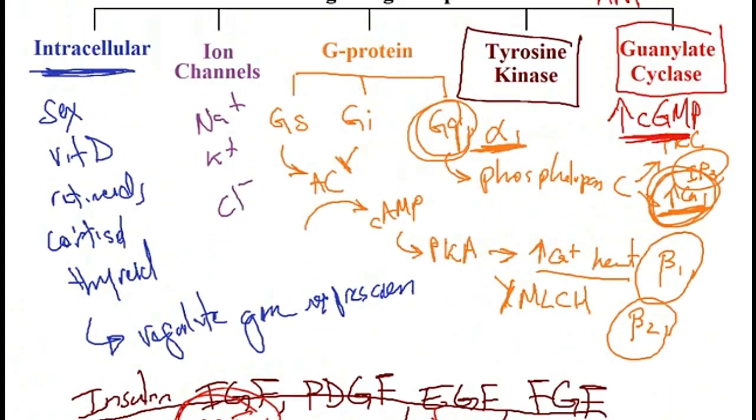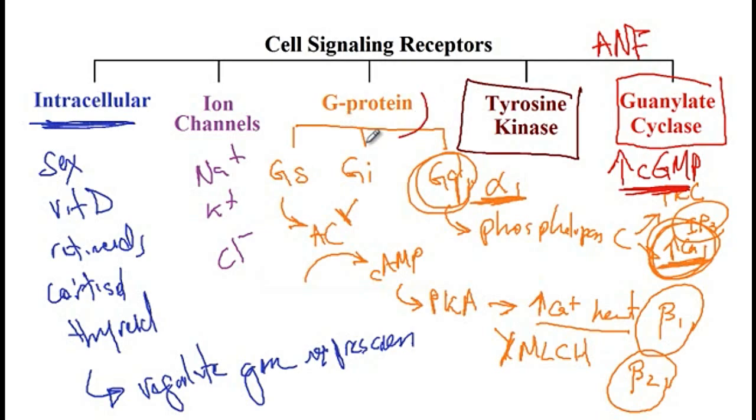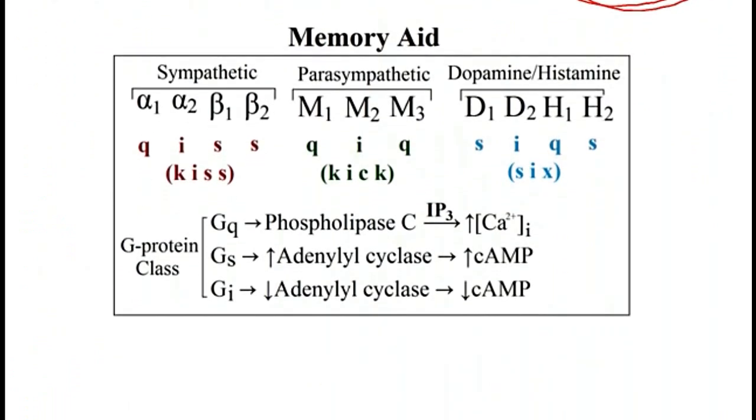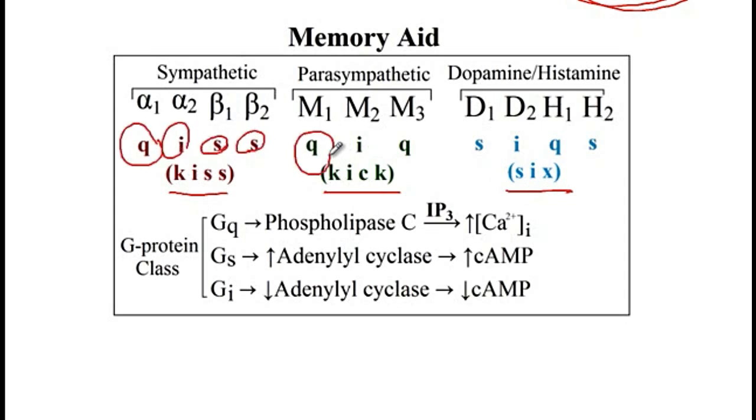Now, earlier I spoke about different classes of the G protein receptors. Now I would like to go through more signaling molecules which will act through these receptors, and after that we will be done with this topic. So the memory aid that I've provided you here will tell you which G proteins the alpha 1, alpha 2, beta 1, and beta 2 sympathetic, then the parasympathetic, and then dopamine and histamine receptors will work on. So the mnemonic that you have to use is called KISS, KICK, 6. So KISS, KICK, and then 6.